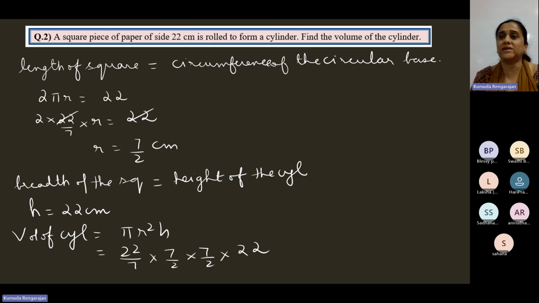When you work that, you get the radius of the cylinder. And what is the height of the cylinder? The breadth of the square is the height of the cylinder. So we get the height. So we know the radius, we know the height. Use the formula pi r square h to find the volume of the cylinder. Got it?